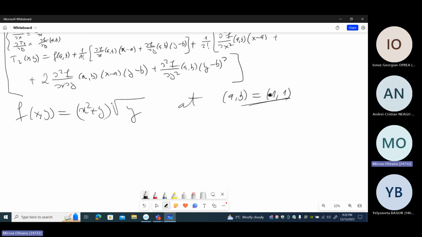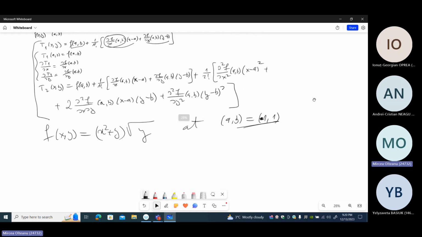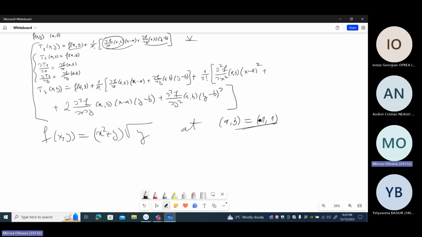Okay, now the formula is here for the first order and for the second order. What do we need? Well, we need to compute the value of f at the given point, minus 1, 1. So first, f of minus 1, 1 equals 2. Now we need the partial derivatives at the point (a,b). Of course, we shall compute them by using the rules for differentiation, and then we shall apply at that point.